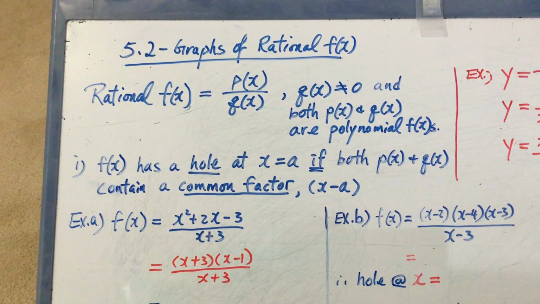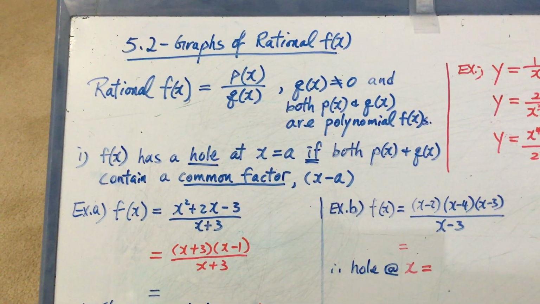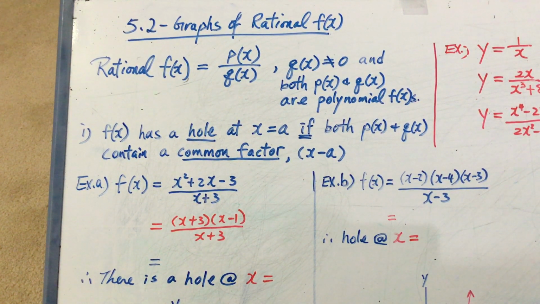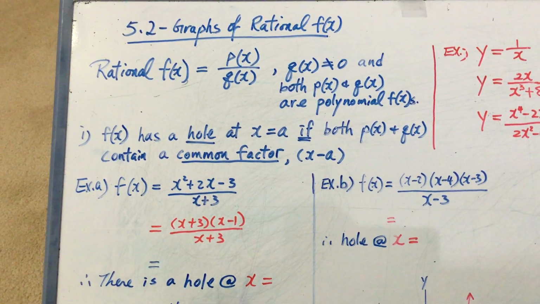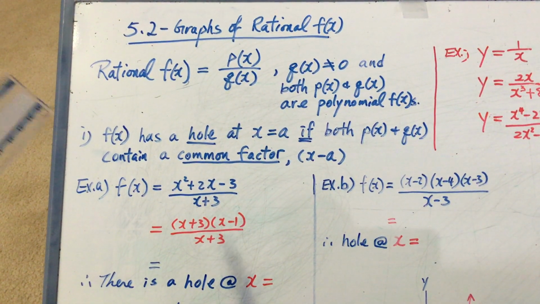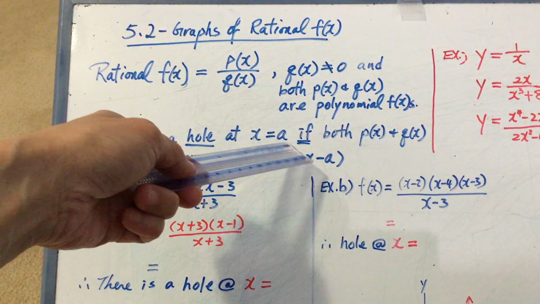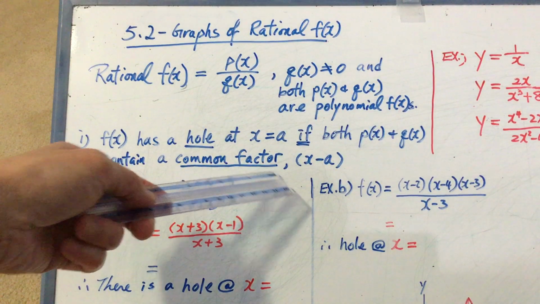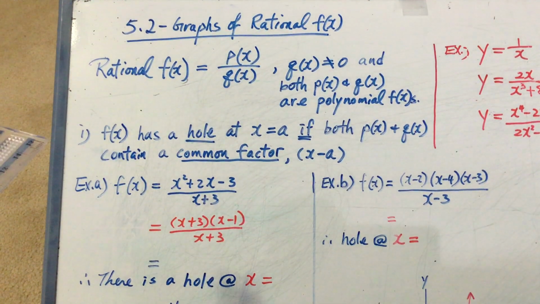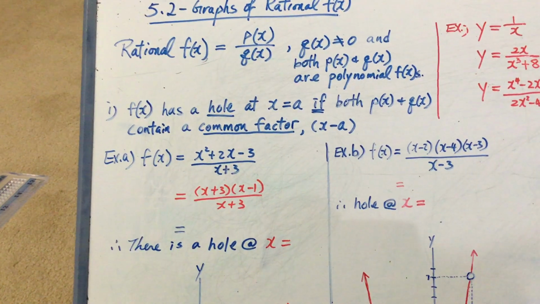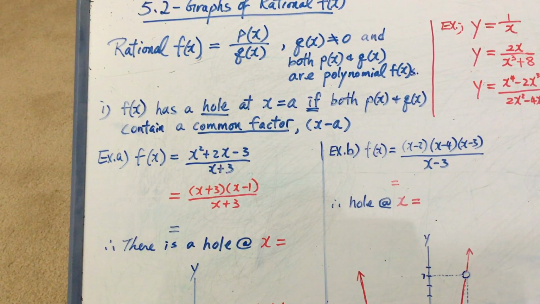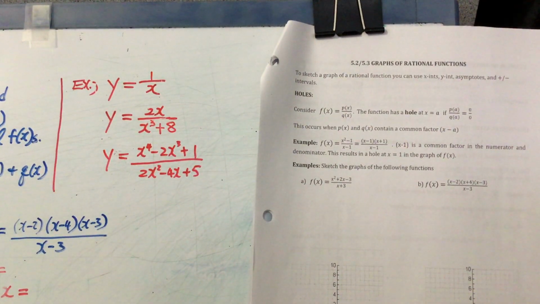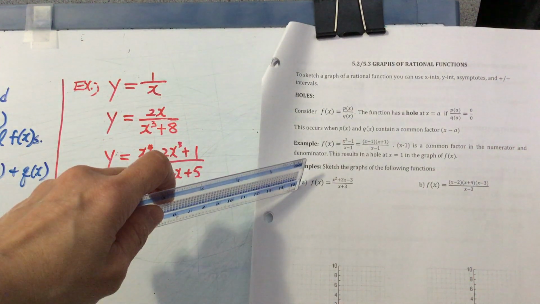So some of the things that we'll be talking about, let's start with item number 1. Okay, some of the rules that we need to keep in mind. A function will have a hole at x equal to a if both p of x and q of x contain a common factor, x minus a. Okay, so let's look at example A from the handouts. If you have the handouts, I want you to print it out so you can follow my example A over here.